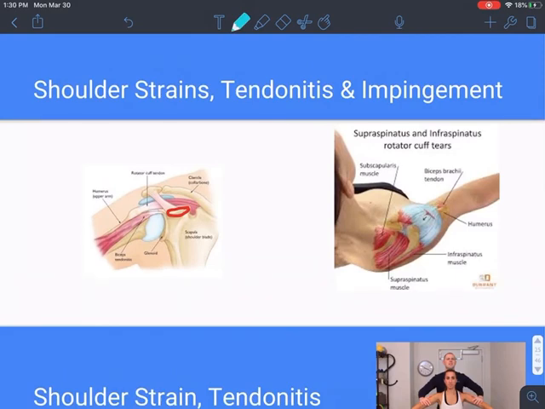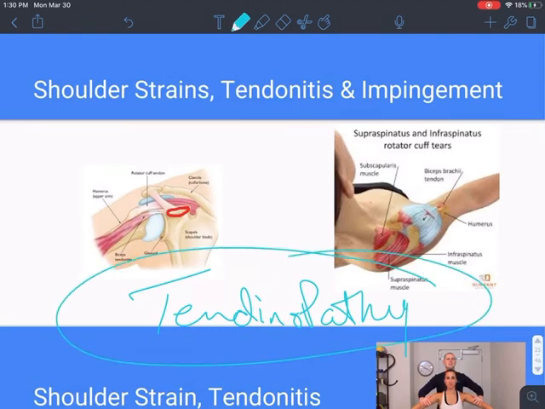Now let's talk about tendinopathy. Tendinopathy is like the catch-all term for strains, tendinitis, and impingement, right? Just any type of pathology.